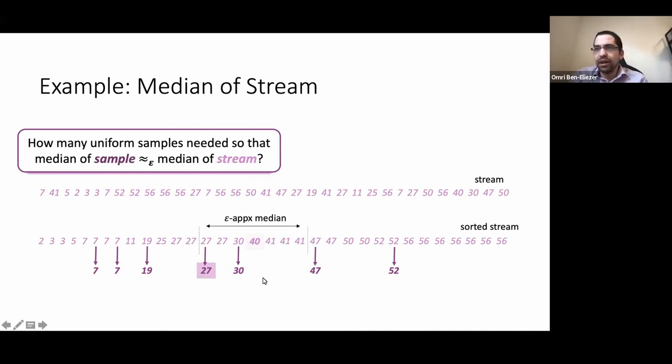There are very efficient streaming algorithms for computing the median that are deterministic, but here we are mostly interested in the sample complexity and not the space complexity. The question is, how many samples do you need to preserve the median in a robust manner? Here's an analysis. If you want success probability 1 minus delta and an epsilon approximation, then on the order of log(1/delta) over epsilon squared samples are good enough for the median of the sample to capture the median of the stream.